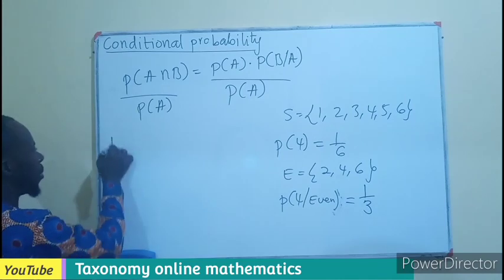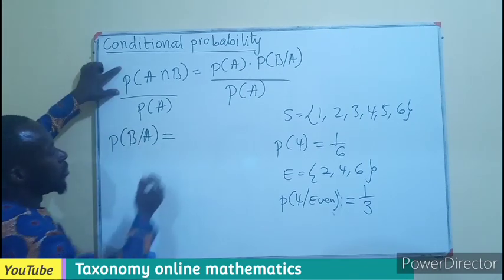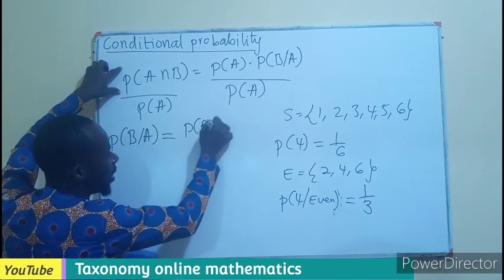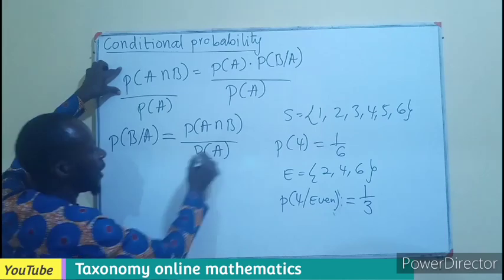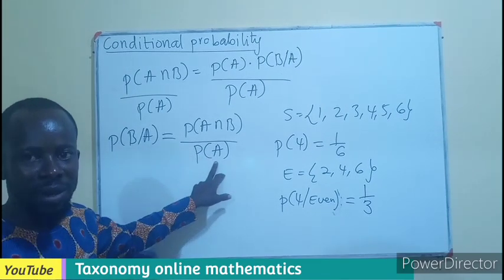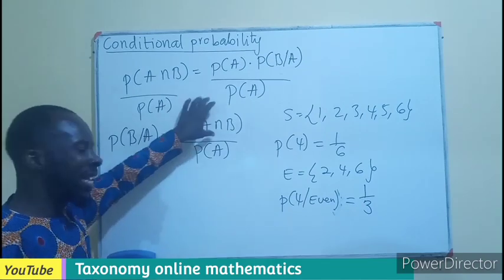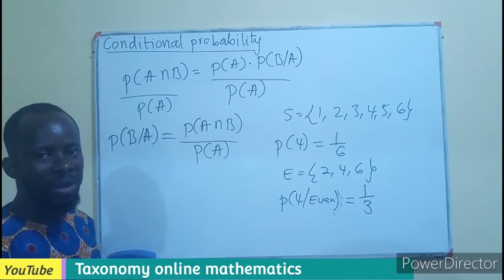Meaning that the probability of B, given that A has already occurred, becomes the probability of A intersection B over the probability of what? A. Over the probability of the condition given to you. So it is always the intersection of the two sets over the condition that has been provided.